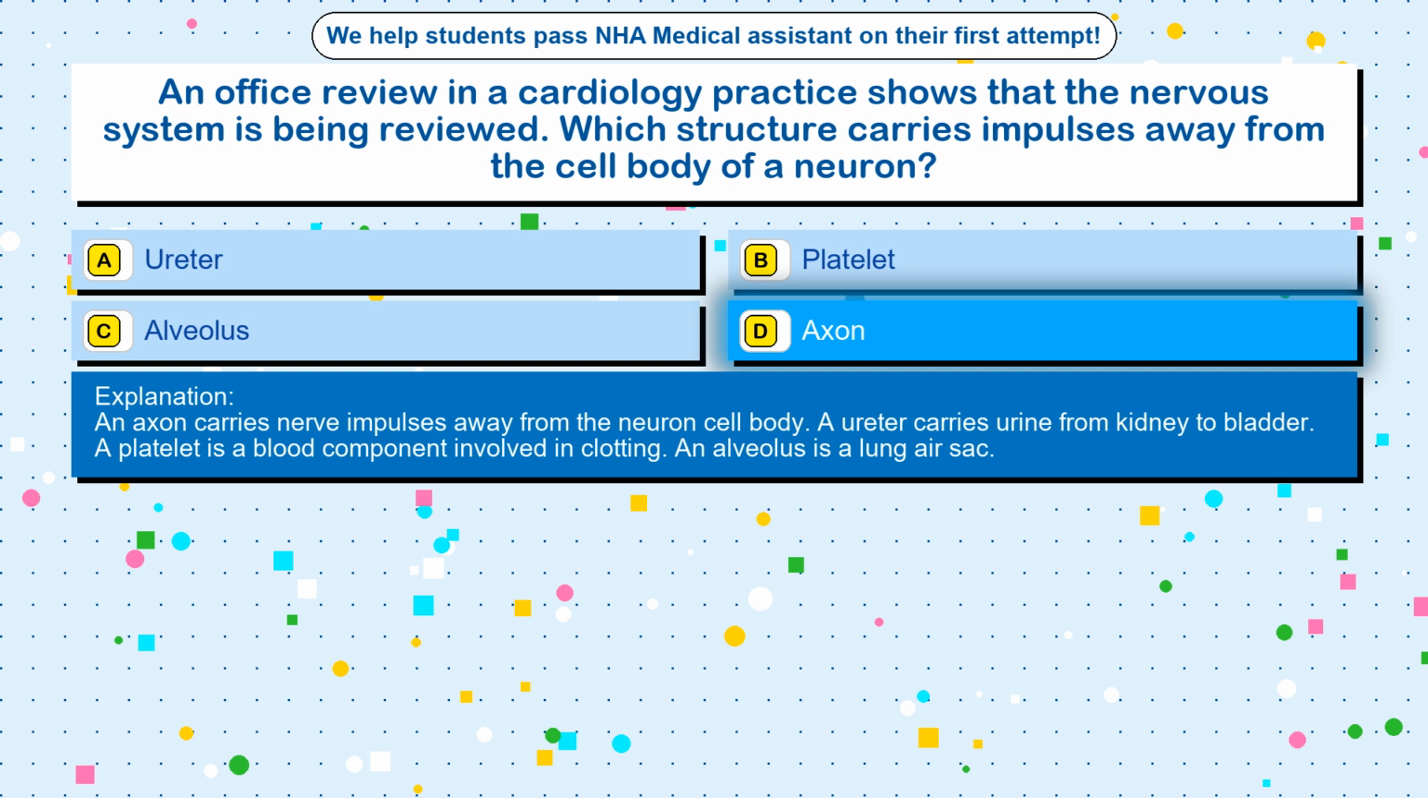An axon carries nerve impulses away from the neuron cell body. A ureter carries urine from kidney to bladder. A platelet is a blood component involved in clotting. An alveolus is a lung air sac.